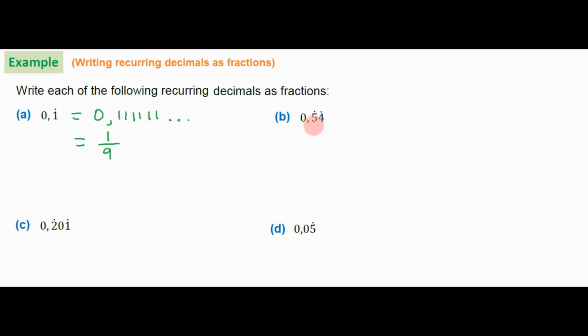Then in B, we have 0.54 recurring. This is 0.54, 54, 54, etc. Here, we have 2 digits behind the comma recurring. So we're going to divide 54 by 2 9s. In other words, by 99. We can simplify this. 9 into 54 goes 6 times, and into 99 11 times.